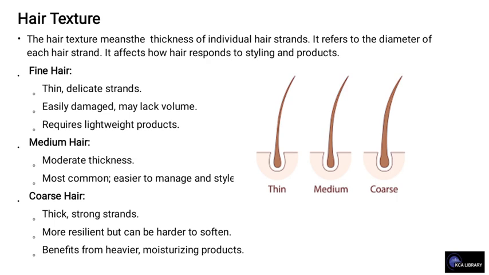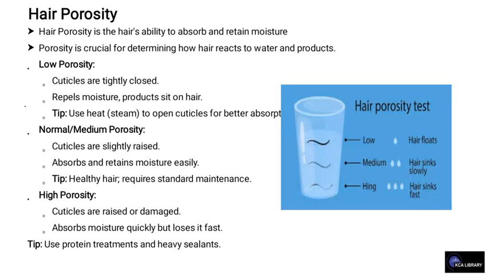The fine is always delicate, easily damaged, lacking volume, and it requires lightweight product. While the medium has moderate thickness and is easy to manage and style. However, the coarse hair is usually thick and strong in strand, and it is more resilient but can be harder to soften. It benefits from heavier and moisturizing product.